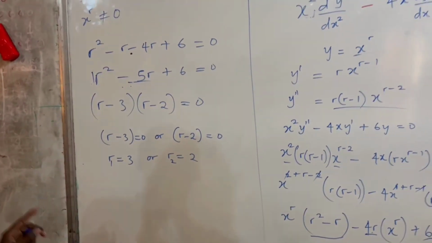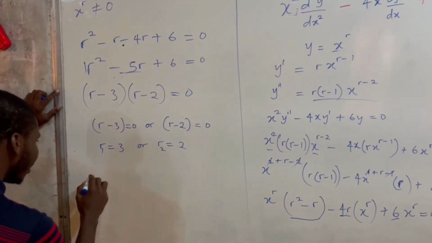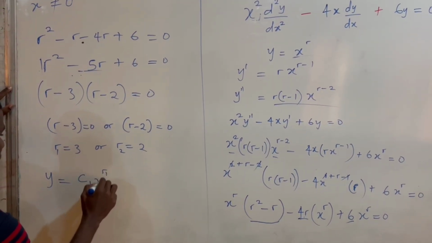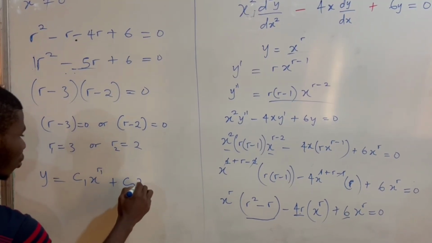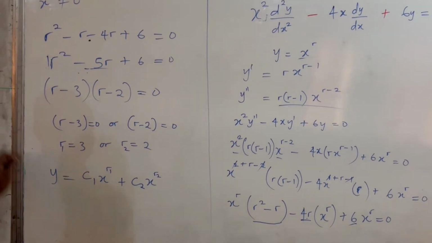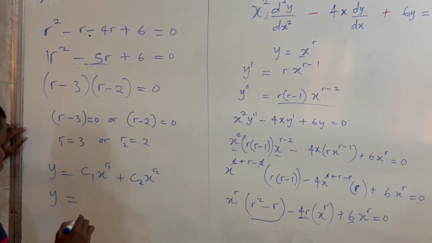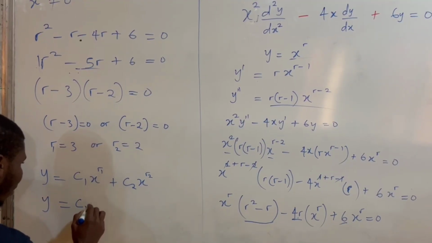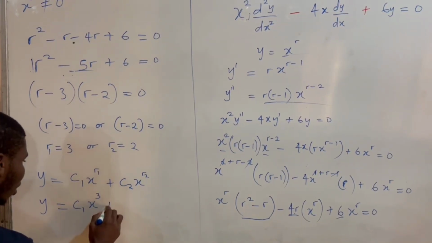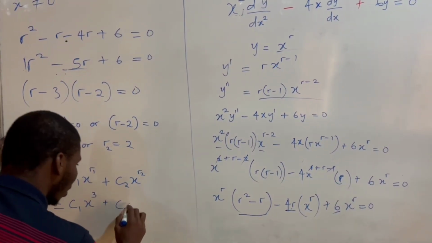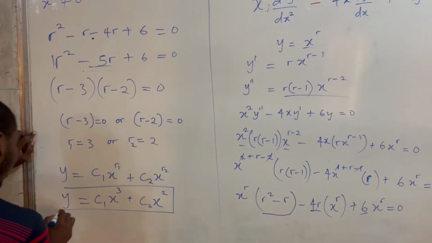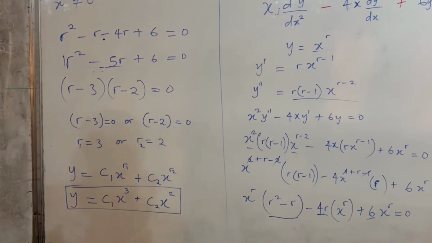Now, the general solution of this equation is y equals c1 x to the power of r1 plus c2 x to the power of r2, where c1 and c2 are both constants. So the solution to this equation now is c1 x to the power of r1, the value of r1 is 3, so c1 x to the power of 3 plus c2 x to the power of 2. This is the answer to the given equation.